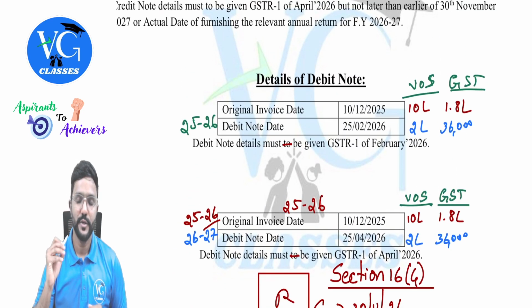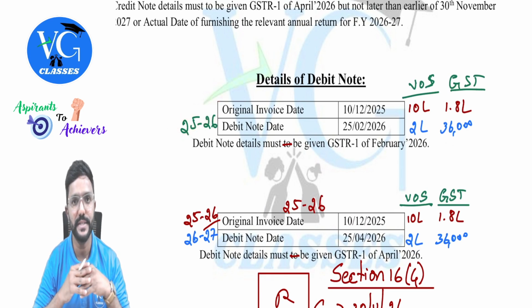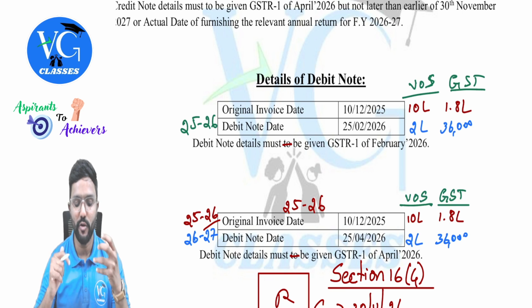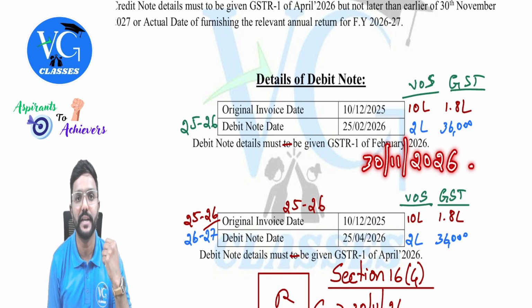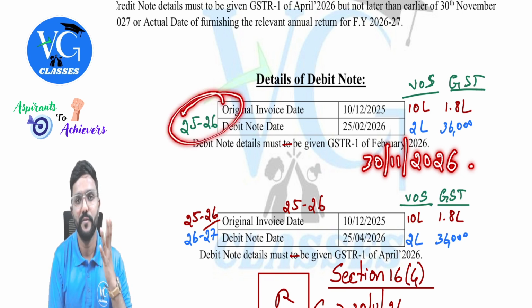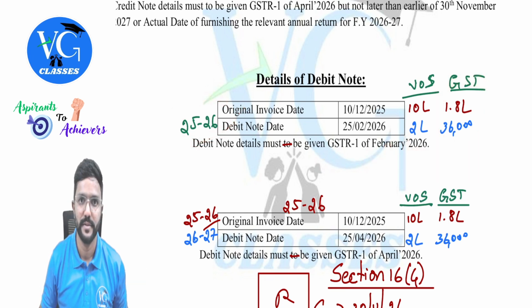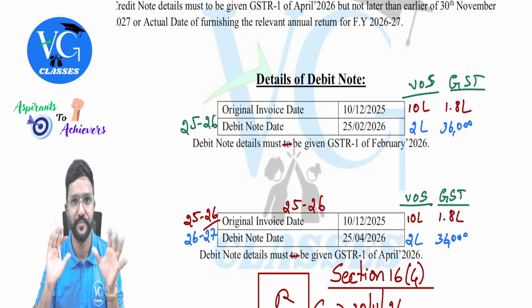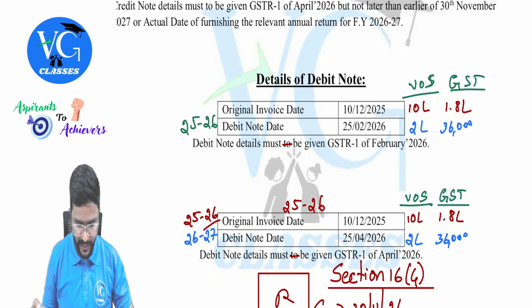Whereas here, to claim this entire credit, as both of them will fall in the same financial year, guys, the deadline would be 30th November of next financial year, that is 30th November 2026, or actual date of filing annual returns for the year 25-26, whichever is earlier. Within that time, this entire credit has to be claimed by recipient, guys, because here both invoice as well as debit note is issued in the same financial year. Got it, people? Yes. Fine. So I guess this is all about it.